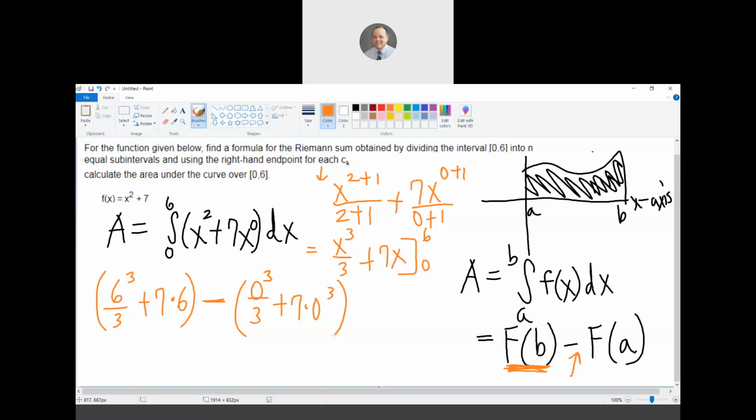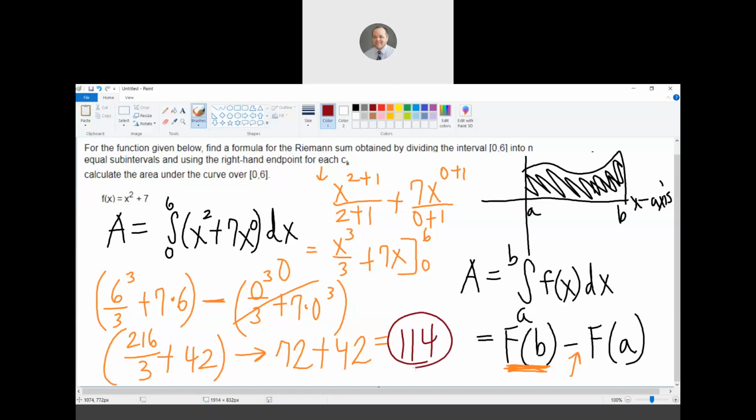Well, actually, everything in the second parentheses goes to 0. So we're just worried about the first parentheses now. 6 cubed is 216 over 3 plus 42. 216 over 3 is 72 plus 42. And we still get the area under the curve.